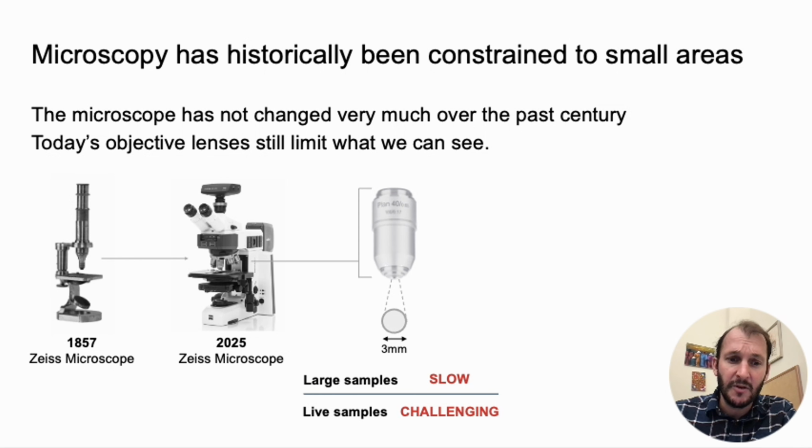The constraints of a microscope largely are impacted by the objective lens. So objective lenses from a couple hundred years ago until today are pretty much the same. They can see a relatively small area, a few millimeters, at high resolution, about a micrometer. And if you want to see at higher resolution, you zoom in to see a smaller area, and vice versa. And so this tiny little area that you can see generally limits the speed at which you can look at large samples, and also makes imaging living specimens which are moving around quite challenging because they can naturally move outside of the field of view quite easily and readily.